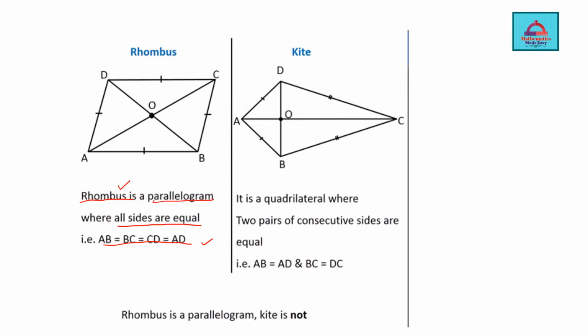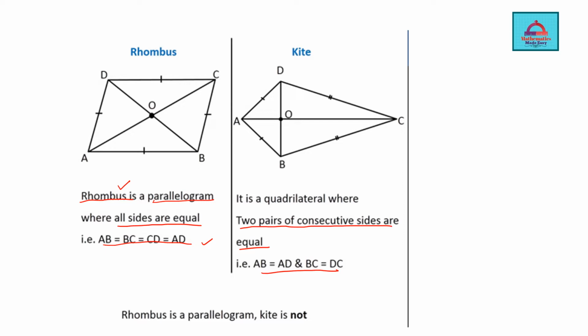Now for a kite, if you see here carefully, it is again a quadrilateral, but here not all sides are equal. There is a difference. These two sides are only equal, these two sides are only equal. So you can say it's a quadrilateral where two pairs of consecutive sides are equal, that is AB is equal to AD and CD is equal to BD. So that's what is true.